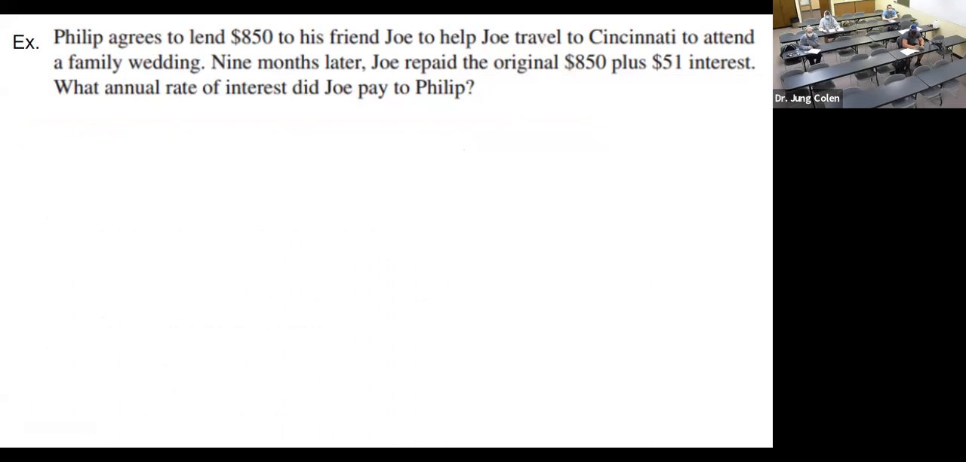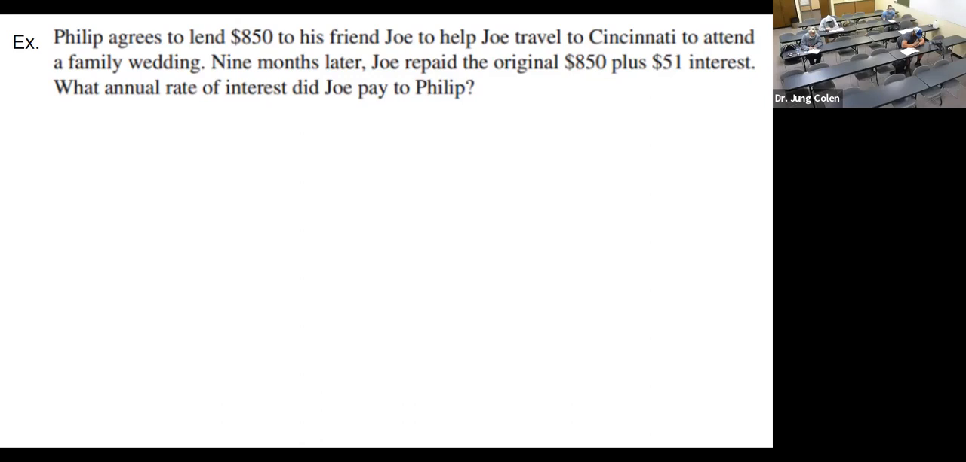Dylan agrees to lend $850 to his friend Joe to help Joe travel to Cincinnati. So you are Dylan now, okay? You agree to lend $850 to your friend for him to travel to attend a family wedding. 9 months later, think about the time. It's only 9 months, not 12 months, not a year, right? 9 months later, Joe repaid the original $850 plus $51 interest. What annual rate of interest did Joe pay to Philip?